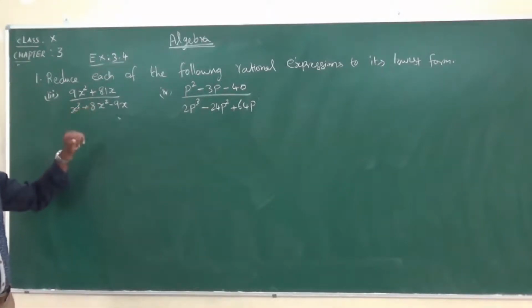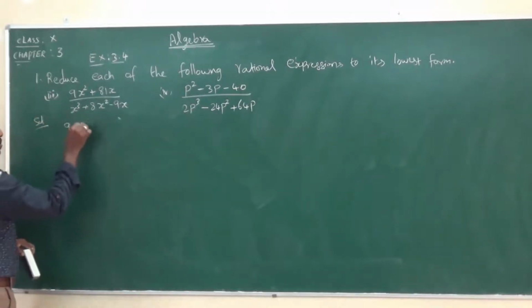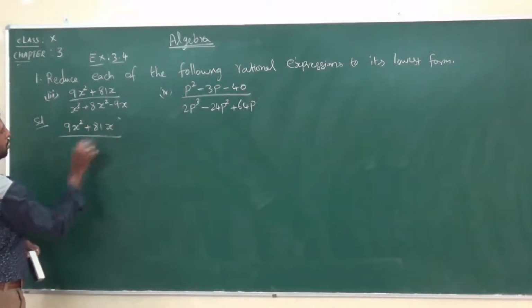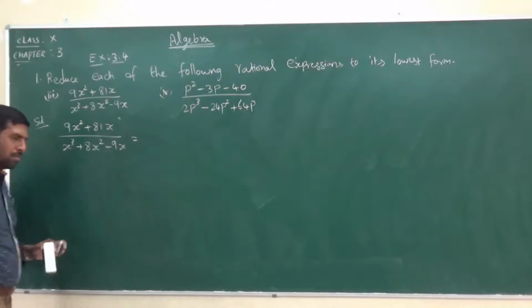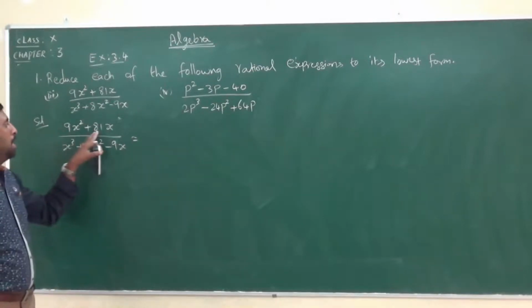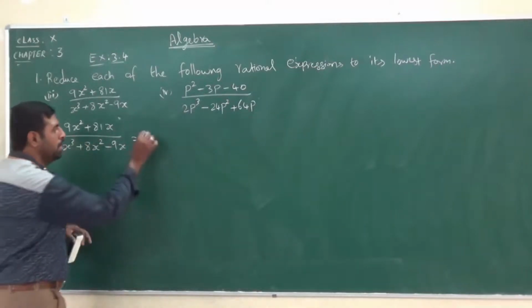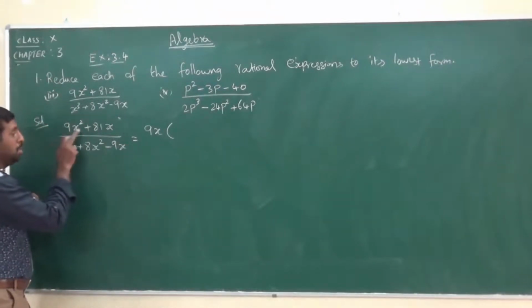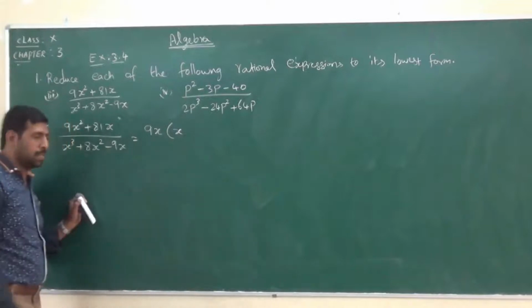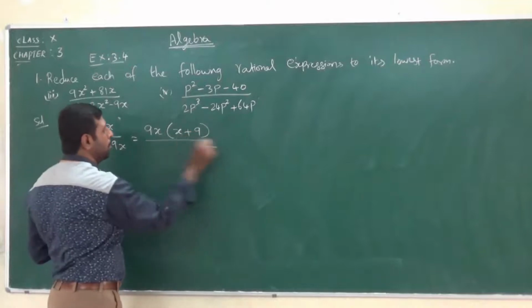The given term is 9x square plus 81x divided by x cube plus 8x square minus 9x, which is equal to, here the multiple of 9 is the number, right? So 9 will be taken out commonly, and x is also a common term, so we take 9x commonly outside. Here, if 9 and x are taken out commonly, the remainder is x plus 9, since 9 nines are 81.